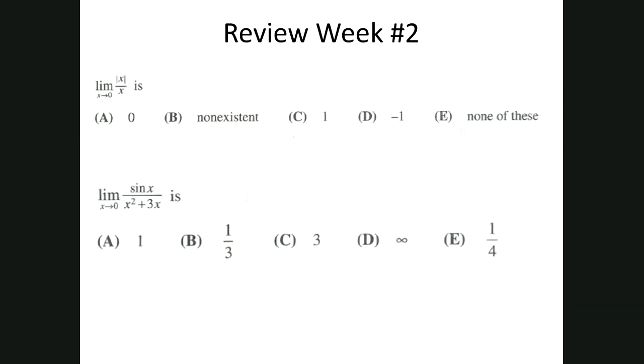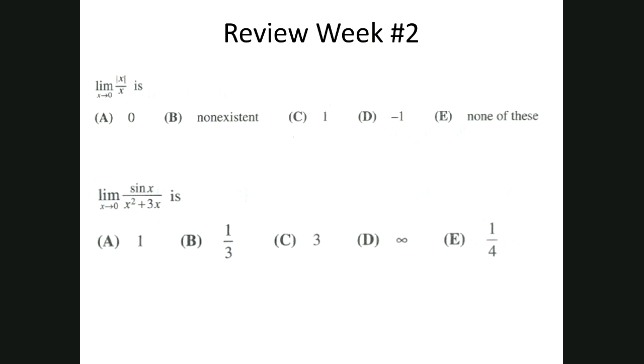How about these two? What is the limit as x approaches 0 of the absolute value of x over x, and the limit as x approaches 0 of sine of x over x squared plus 3x? Give me an answer for those. All right. What is the answer? Letter B for the first one? Does not exist. I agree.